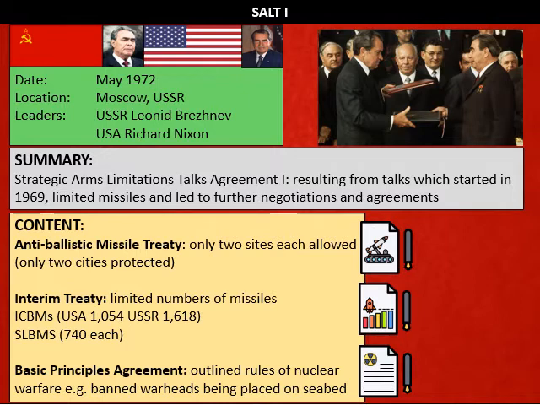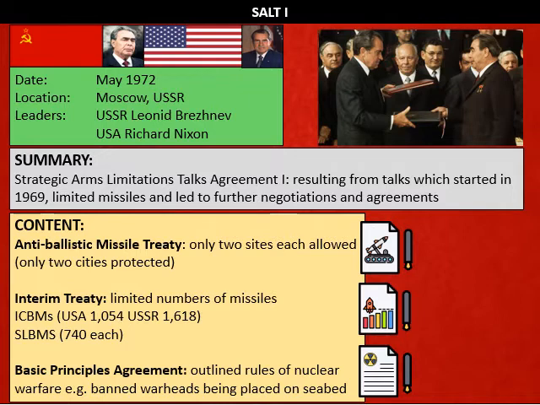Secondly, limits were placed on the number of missiles that the superpowers could have, with the Soviet Union being allowed slightly more intercontinental ballistic missiles, which represented the fact that America had more strategic bombers. So it doesn't look fair, but it does work out. There's also an agreement to limit SLBMs, nuclear missiles based at sea, and they were limited to 740 each. So the numbers are still very high, but there is at least a freezing, there's at least a limit.